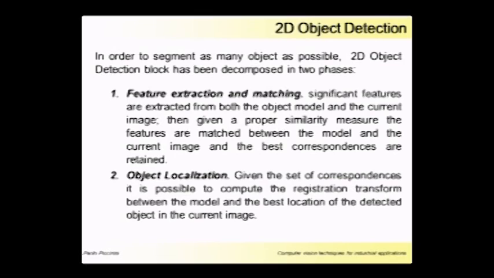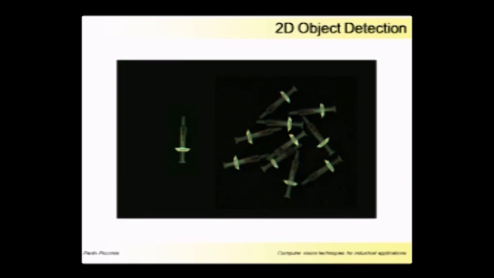In the object localization phase, this set of correspondences is divided into subsets, and the registration transform between the object model and each subset is computed. This is an example that clarifies what I have already said. Maybe the quality is not so good. This is the object model, and this is the current image. First of all, we compute the features from both the current image and the model.